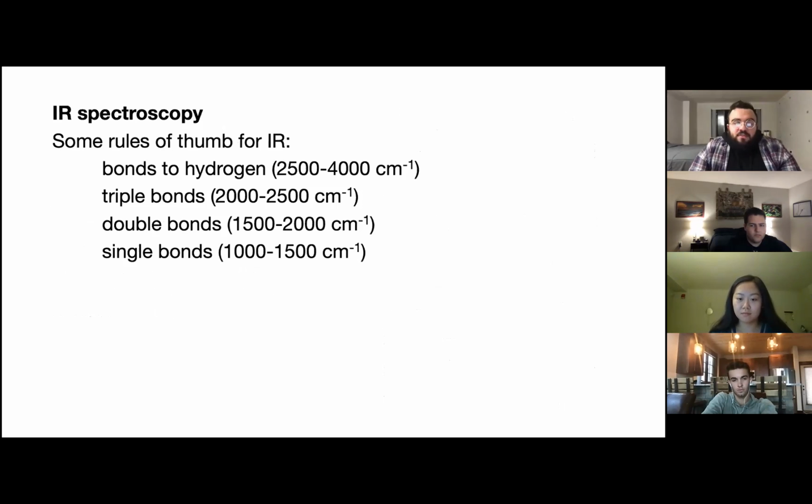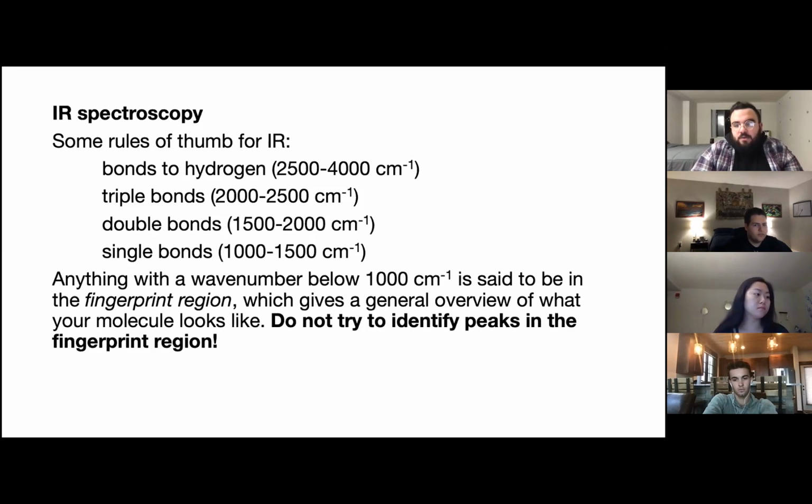Okay, some rules of thumb for IR. You're going to have a bunch of different regions in your IR spectrum, and we're going to be looking at those regions. Between 2,500 and 4,000, you're going to have bonds to hydrogen, right? So we're talking about CH, OH, NH, those types of things. Between 2,000 and 2,500, we're going to have triple bonds, 1,500 to 2,000 double bonds, and 1,000 to 1,500 single bonds. Past 1,000, there's something called a fingerprint region. Please completely ignore that, okay?